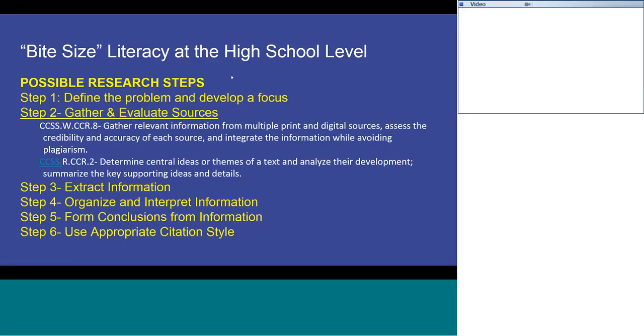So this is just an example at the Connecticut River Academy of some suggested research steps. You can see here how we've connected a very common social scientist skill, which is to gather and evaluate sources, with the Common Core. I'm just going to focus on step 2, which is underlined there. Again, that's just breaking it down into one bite-sized chunk.